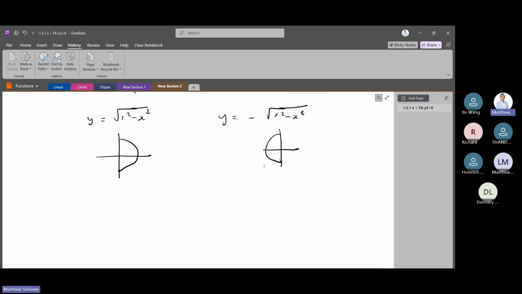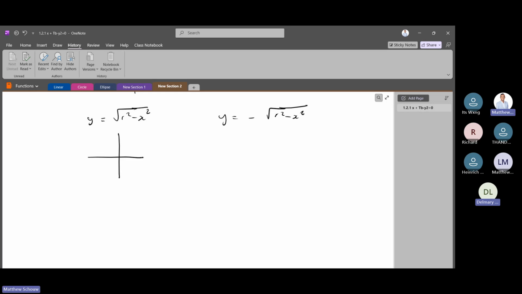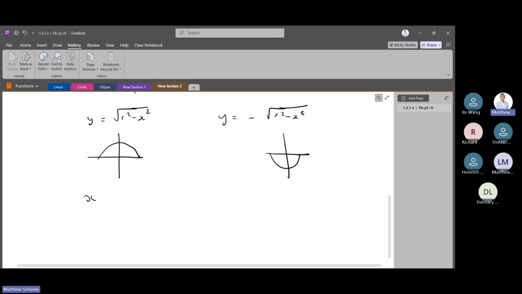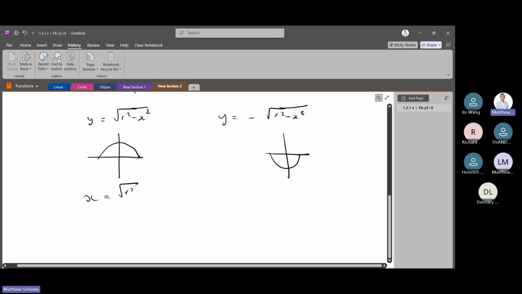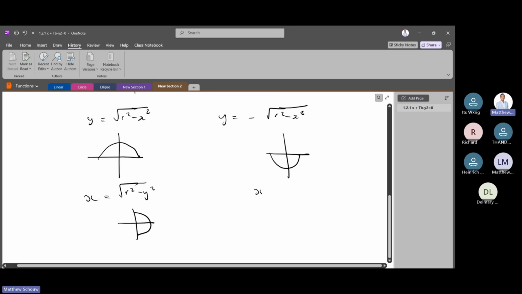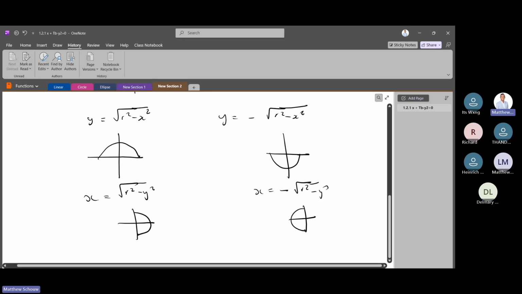Am I right? No, you're doing it wrong. It must be on the y. Yes, yeah, like this. That one's like that. The other one is like that. There we go. And this one is x equals the root of r squared minus y squared, right? Which we have now, or something similar. The positive one is like this, and then x equals the negative root of r squared minus y squared, and that's going to be like that.